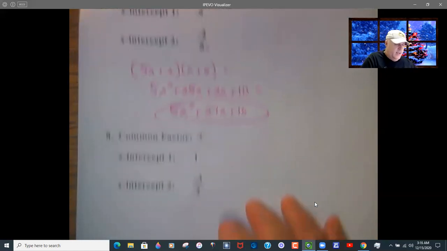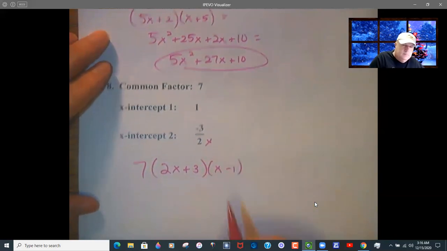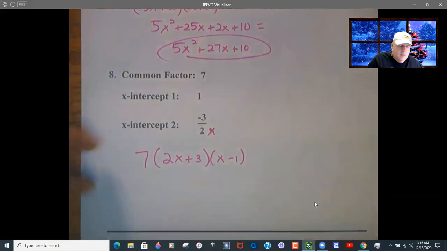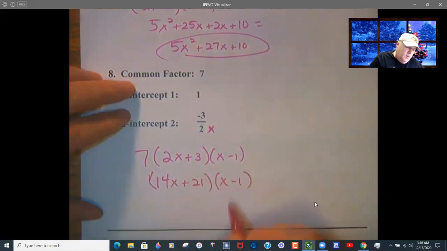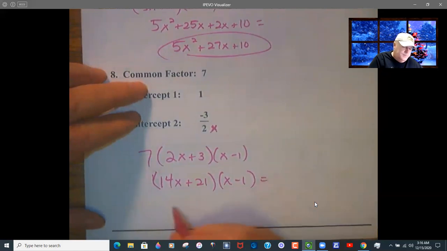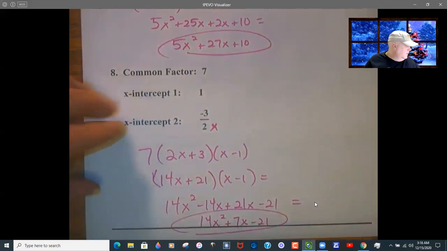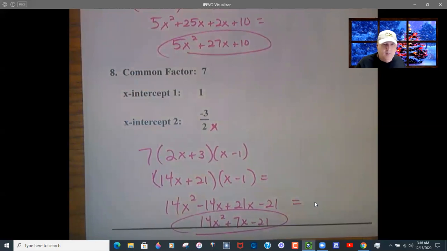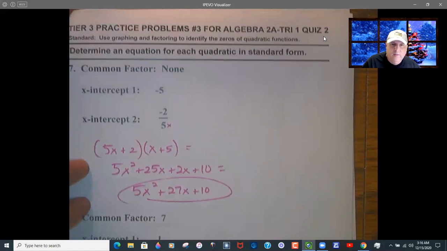And then the second one, you have a common factor. And so we'll have 2x plus 3 and x minus 1. If you're going to multiply the 7 into the first set of parentheses, you can only multiply it into one set of parentheses. So 14x squared minus 14x plus 21x minus 21. So 14x squared plus 7x minus 21 is that final quadratic. But a point of emphasis: only multiply the 7 into one set of parentheses. And that is the third practice for the second quiz in the first trimester.